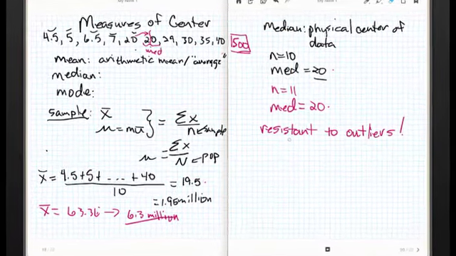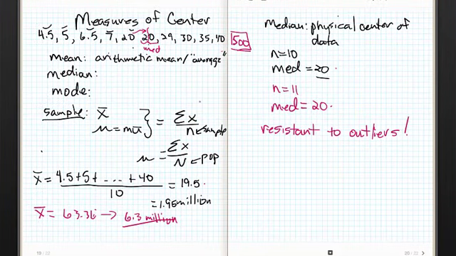All right, let me give you a couple of interesting data sets just for giggles. All right, let's create a data set we're going to call, let's say, 2, 4, 6, and 8. If I wanted to figure out the median for this guy, now again, notice that n equals 4 because there are 4 data values in the sample.